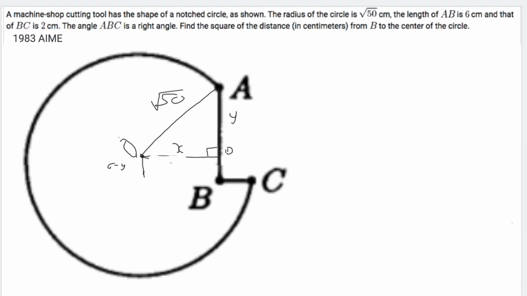We should connect the radii. We need the radius to be the hypotenuse since it'll make the calculation a lot easier. So we're going to connect OC. And now we have this right triangle also. Pretend this is just E. Now solve it. Now it should be a lot easier to solve.